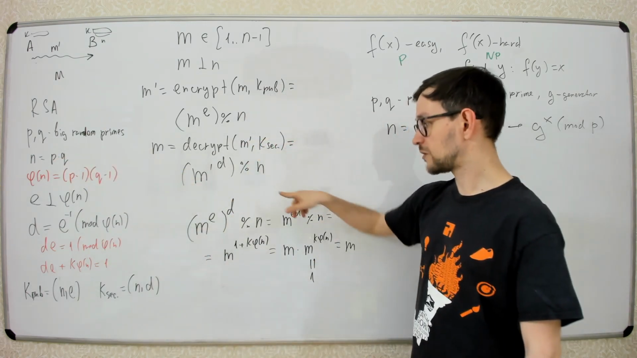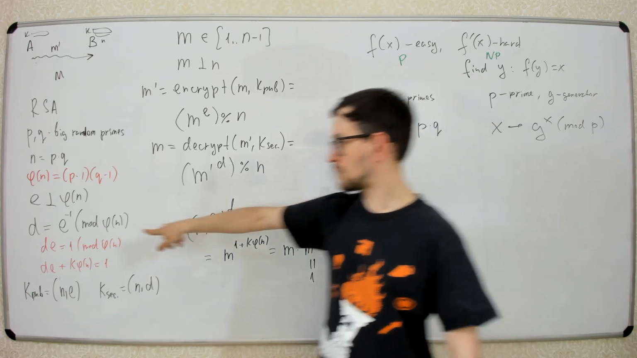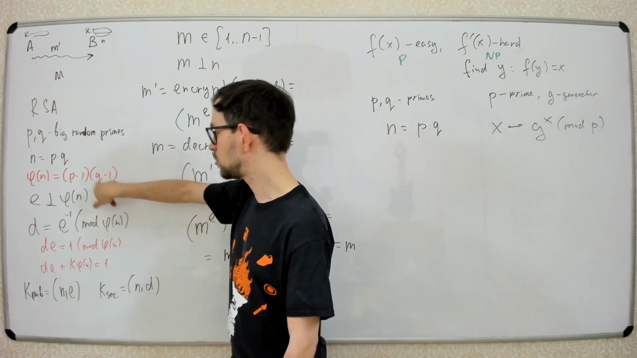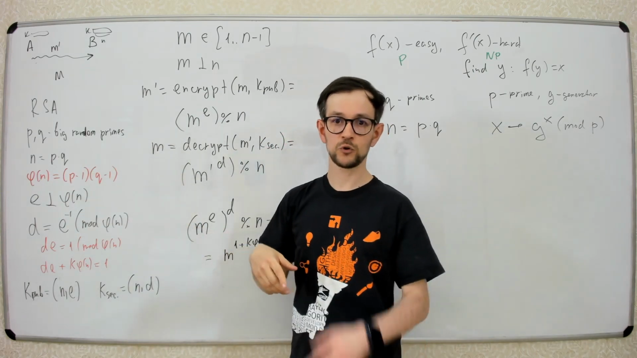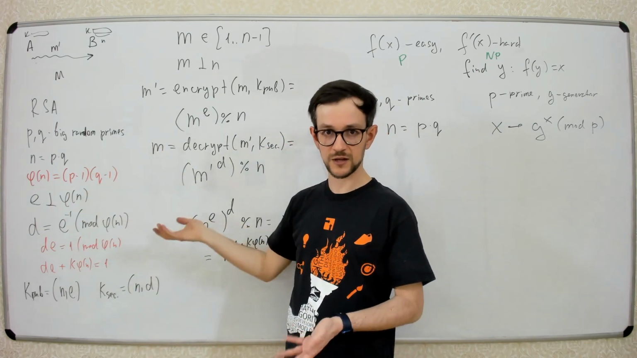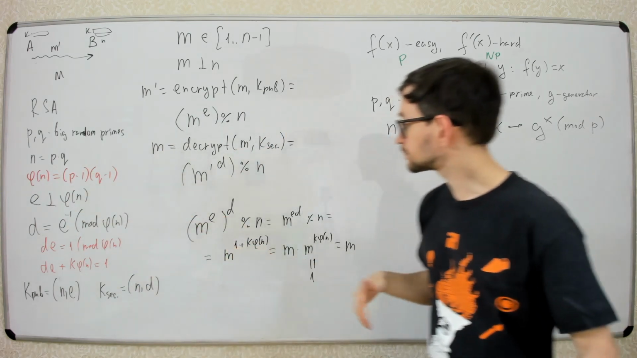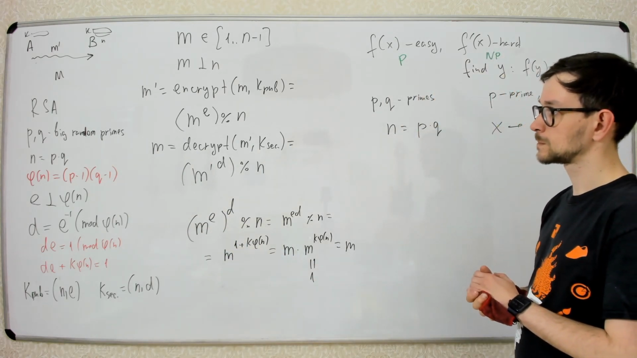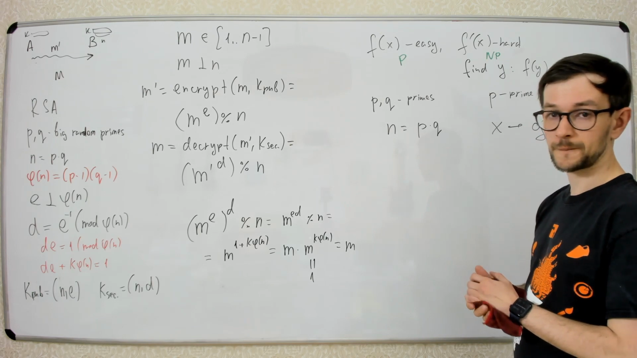So again, to decrypt the message, you need number d. To get number d, you need phi of n. To get phi of n, you need the factorization of n. If you don't know the factorization of n, you cannot find number d. That's all.